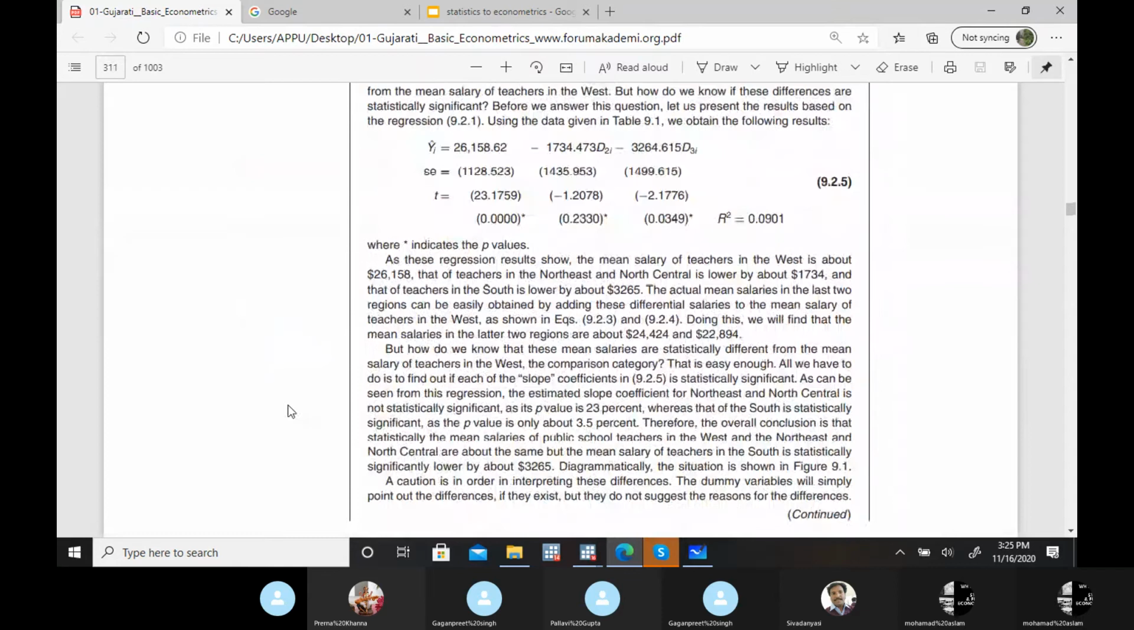Okay, so now these are the average changes, right? But before saying that, you have to see their individual significance. For example, the Northeast and North Central are insignificant. Based upon this p-value, you can see it's not less than 0.05. So it means the null hypothesis is true. That means the average salary of these public school teachers in the West, Northeast and North Central is almost the same. We are not going to subtract this much amount from this salary. It means this difference is insignificant.